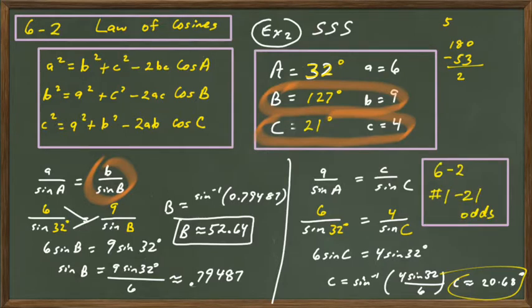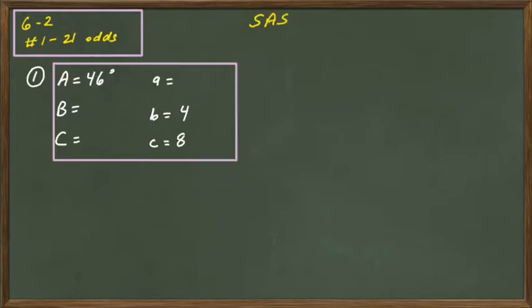We're going to do the 6.2.1 to 21 odds. Let's look at a couple of them. Okay, this gives me a side, an angle, and a side. And angle A is between side B and C. You also should notice that you're not given both A's, both B's, or both C's. That should tell you to use law of cosines.